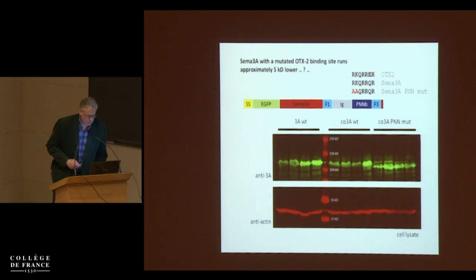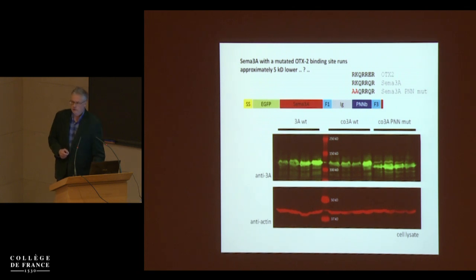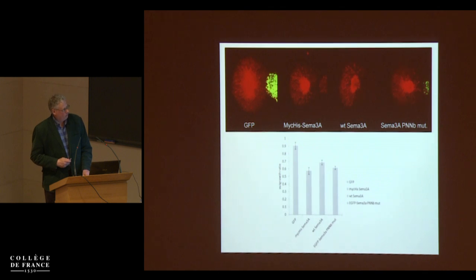And one of the peculiar observations we made was that when we make the AA mutation in the OTX binding site in semaphorin 3A, semaphorin 3A is running slightly lower than the wild type protein. And actually, I don't know what that means, and I don't know whether that has been observed for OTX2, because the same mutation was made by Alain. We have sequenced the construct, so these are very early results, and actually somehow the protein runs faster in the gel when you make this mutation. However, the protein is still functional.